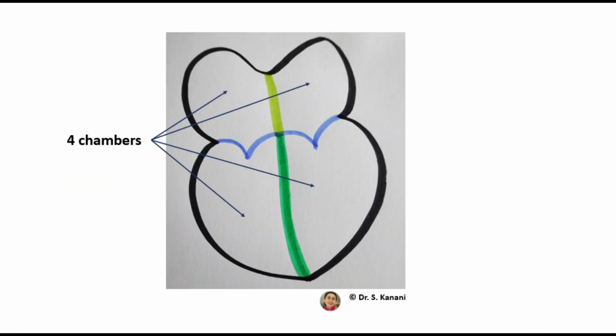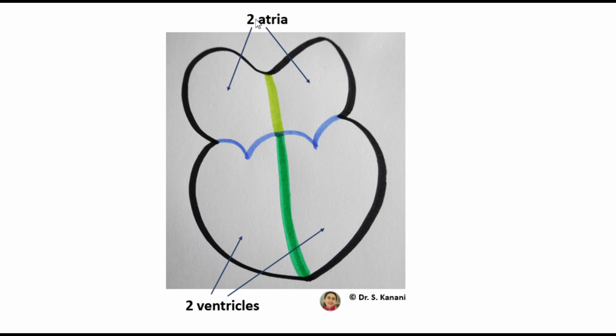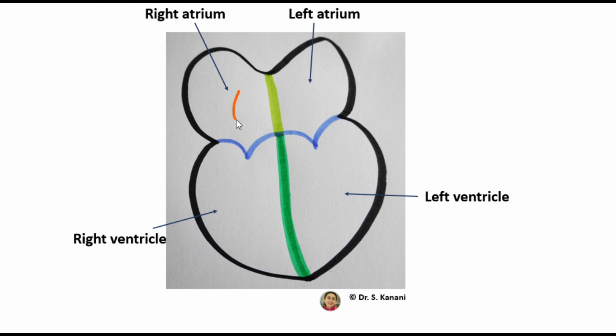Inside the heart, we have 4 chambers, 2 upper chambers and 2 lower chambers. We name the upper chambers atria and the lower chambers are ventricles. So here we have right atrium, left atrium, right ventricle, left ventricle.